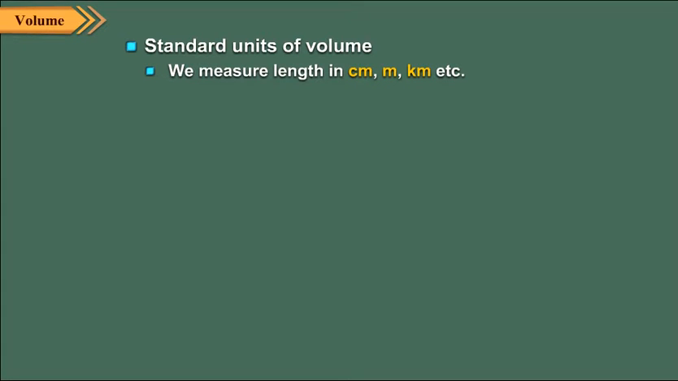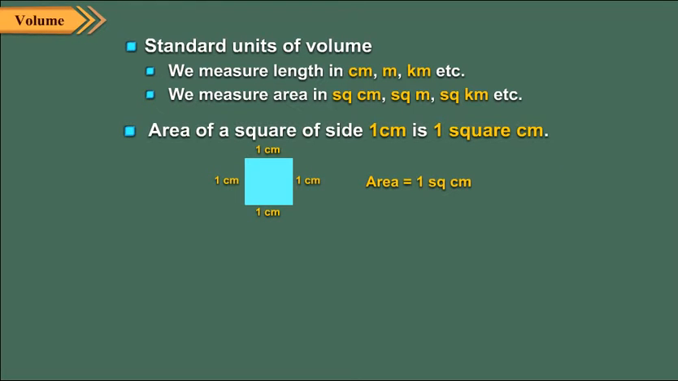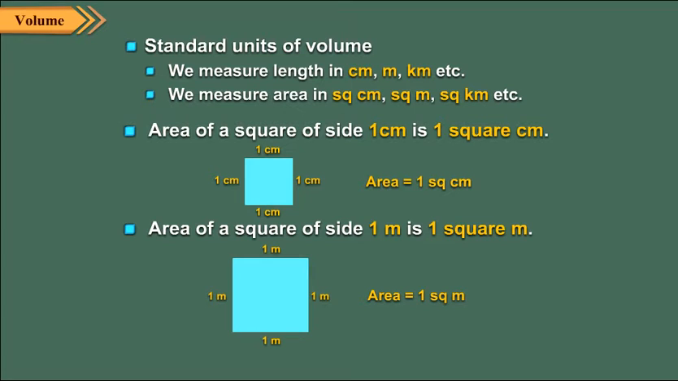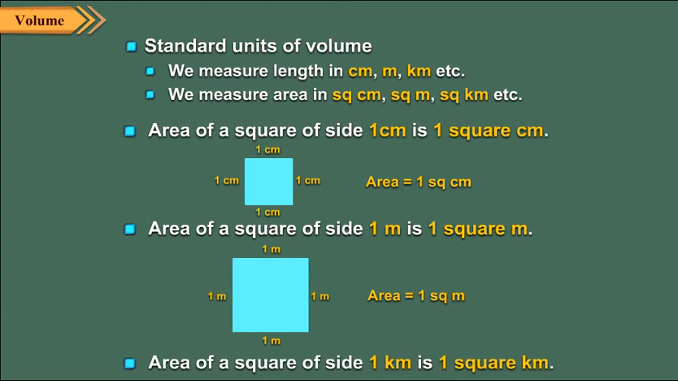We measure length in centimeter, meter, kilometer, etc. Similarly, we measure area in square centimeter, square meter, square kilometer, etc. Area of a square of side 1 centimeter is 1 square centimeter. Area of a square of side 1 meter is 1 square meter. And area of a square of side 1 kilometer is 1 square kilometer.